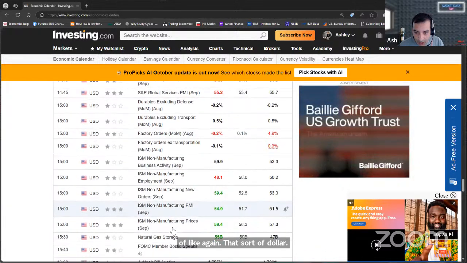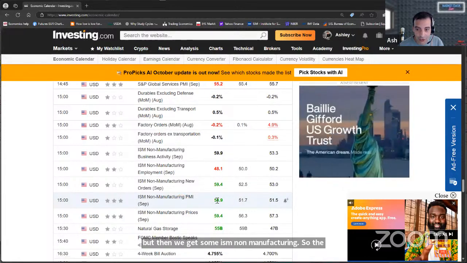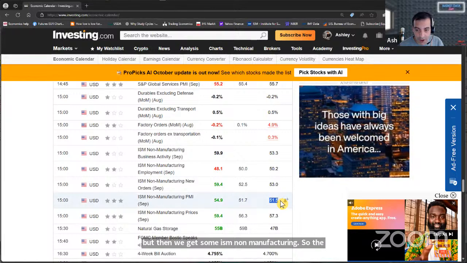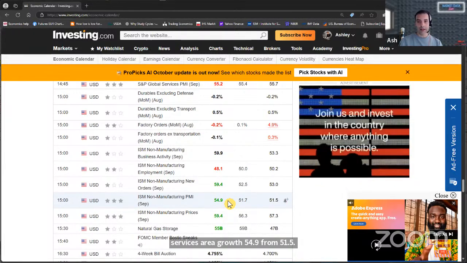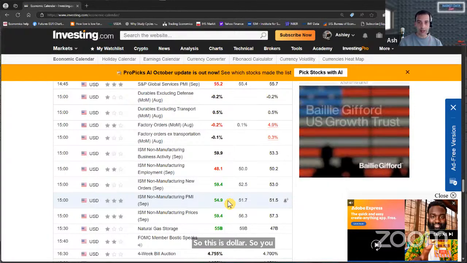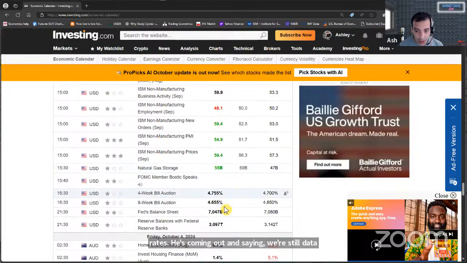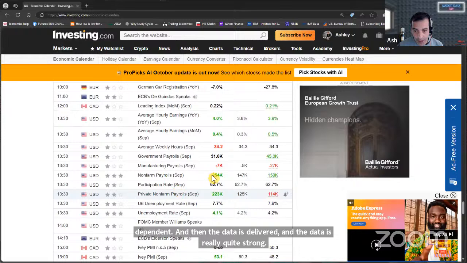But then we get ISM non-manufacturing. So the services area growth, 54.9 from 51.5. So this is dollar bullish. So, they cut interest rates. He's coming out and saying we're still data dependent. And then the data's delivered and the data is really quite strong. So we get into Friday and we get the non-farm payrolls number.